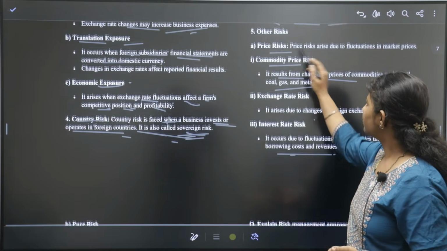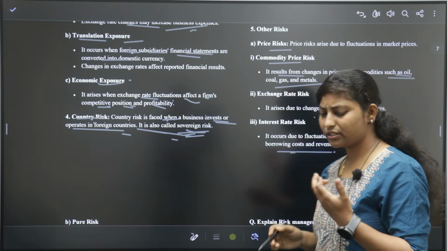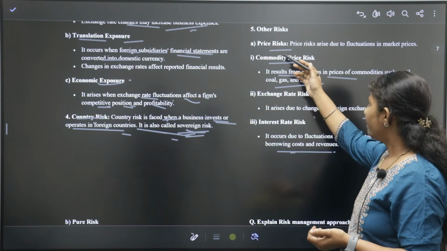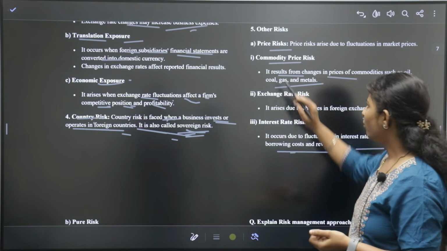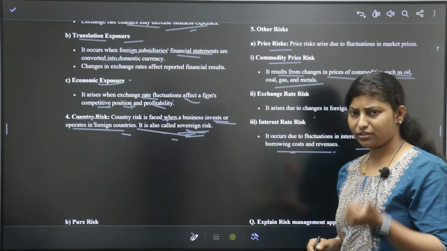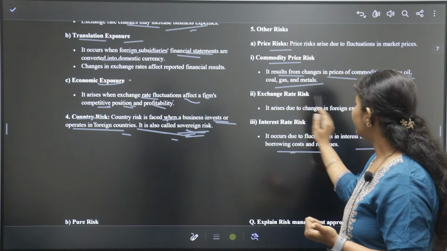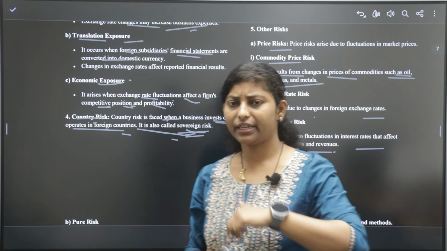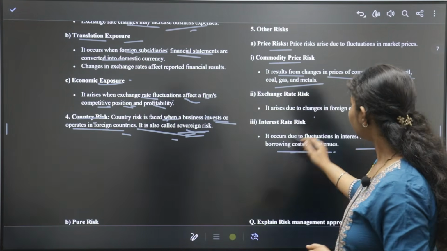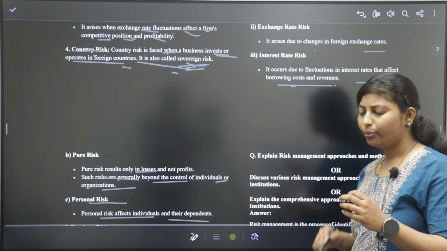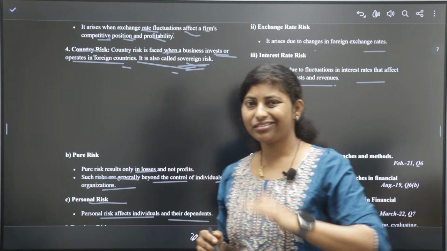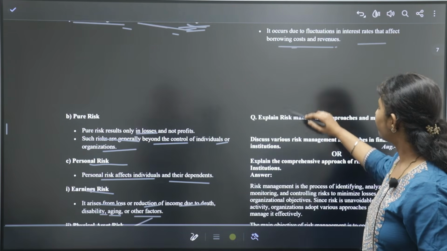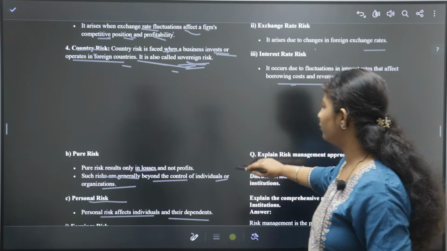And the fifth type of risk we discussed covers general types of risk. First one is price risk. Under price risk we have commodity price risk, where there are changes in commodity prices. Next we have exchange rate risk. When we are dealing with some other country, our exchange rate may increase or decrease. Next, interest rate risk. Changes in interest rates are going to affect business and business revenues.